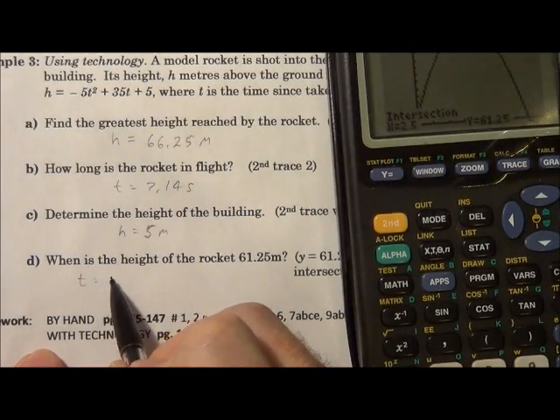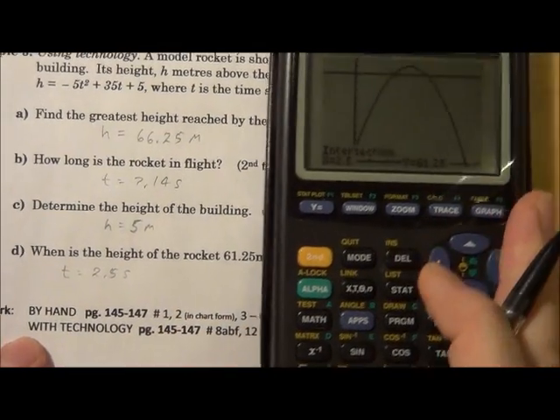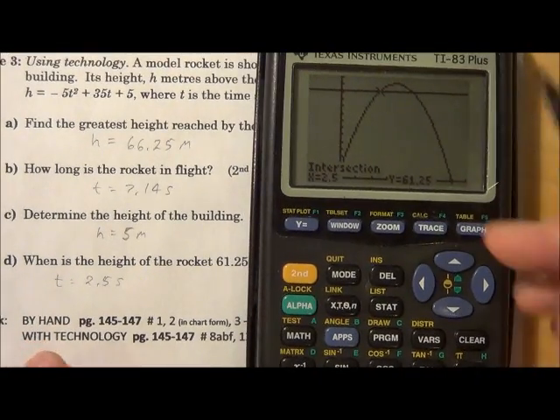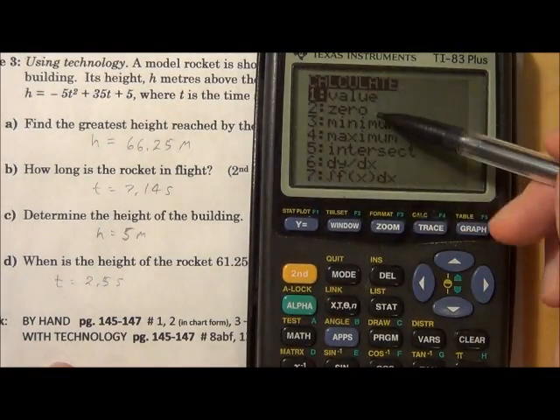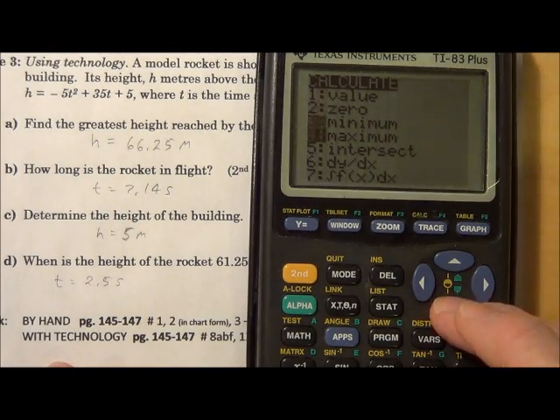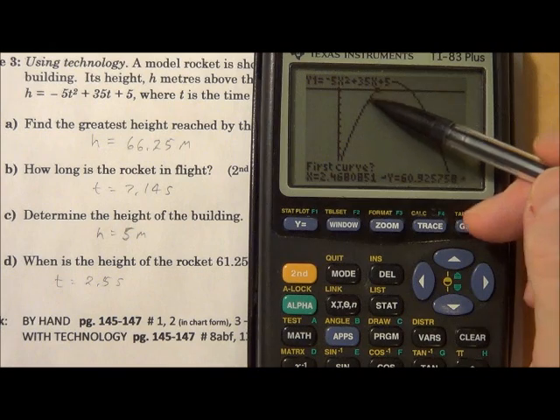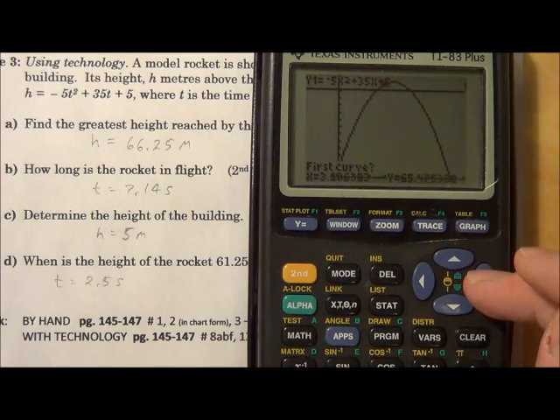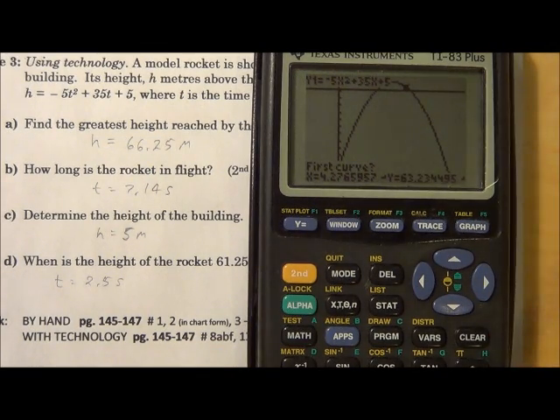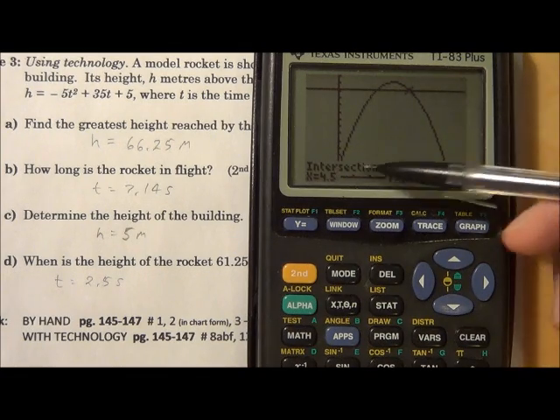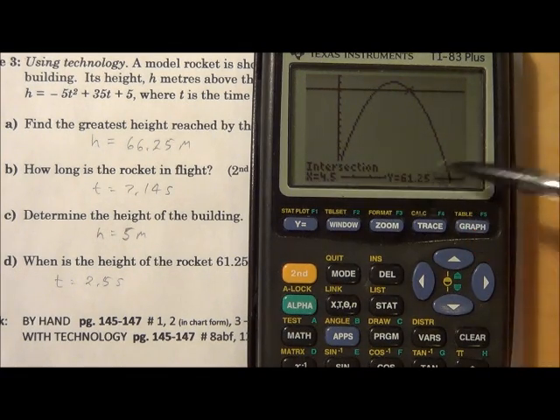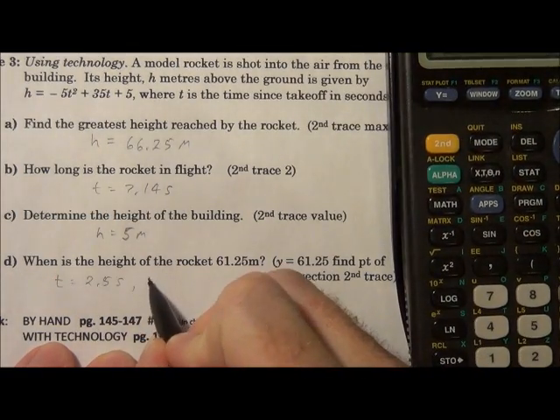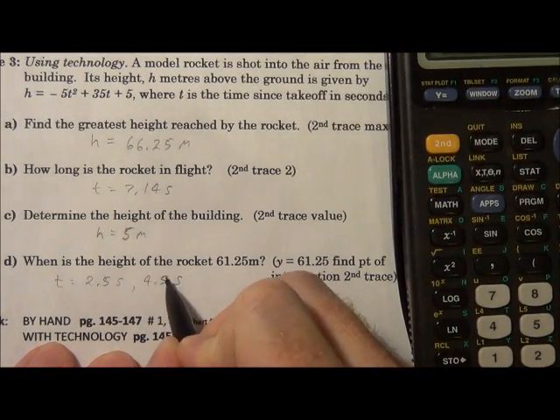So when time is 2.5 seconds. Now we see that there's another intersection point, so what we can do again is second trace to calculate, intersect, so I'll scroll down to intersect. Now we've already done this side, so this time I'm going to go a little bit closer to the other intersection point, around here. I'll enter for first curve, and the second curve is the second equation, I'll press enter again, guess. And we see the intersection is t equals 4.5 seconds when y equals 61.25. So 2.5 and 4.5 seconds.